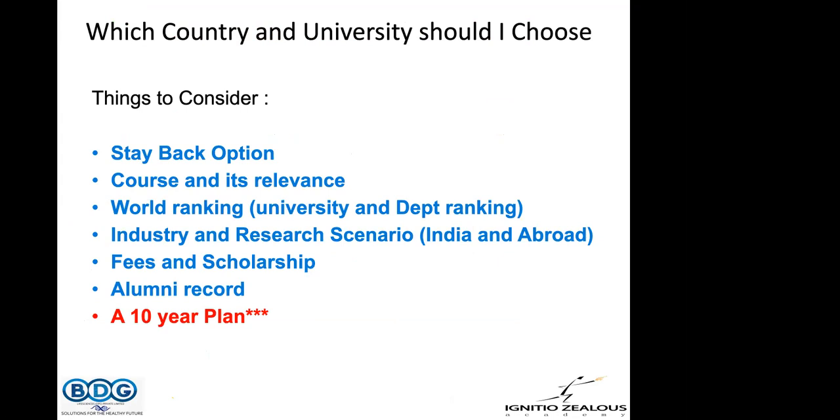Now, there's always a confusion. Whenever I start my counseling sessions, whenever a new student comes to me, the student is always confused about which country to choose and which course to choose. So I jotted down a kind of routine thing. And this is what I tell each and every one of my students who are confused about which country and which university to choose.